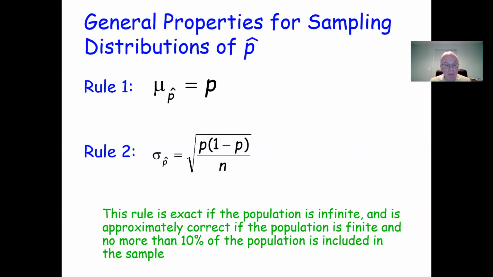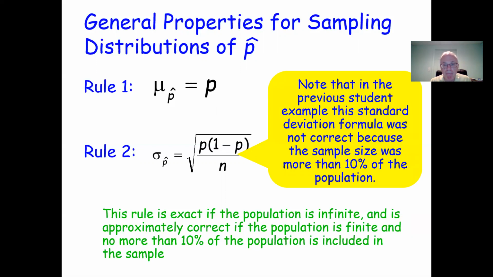Once again, the sample size has to be no more than 10% of the population size for us to use rule number 2. Rule number 1 is always true. Previous slides showed that. You can look at those on your own if you like. But rule number 2 is approximately true when the sample size is no more than 10% of the population size.